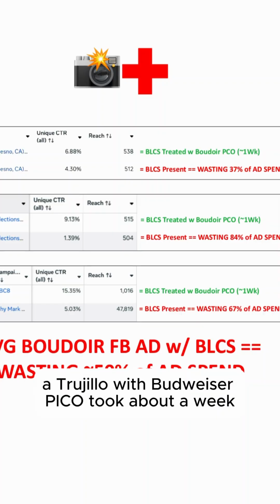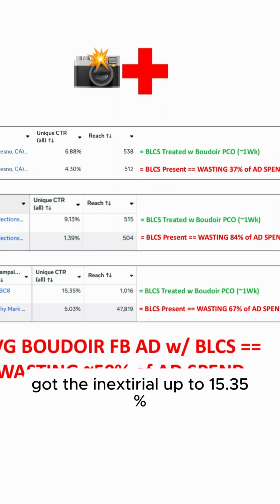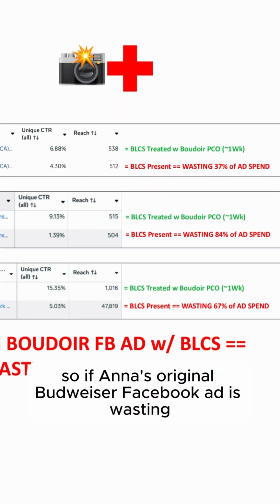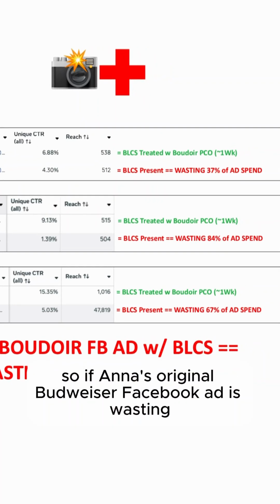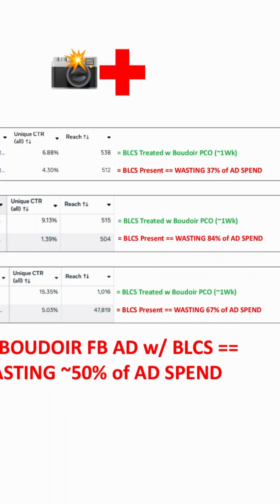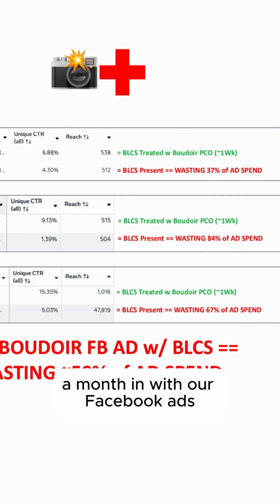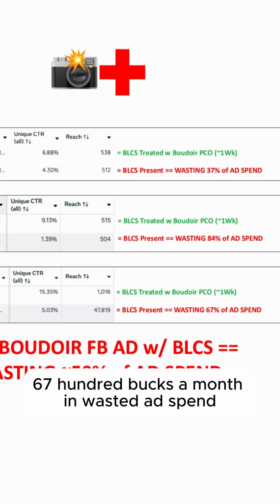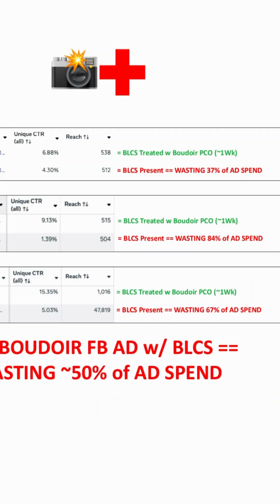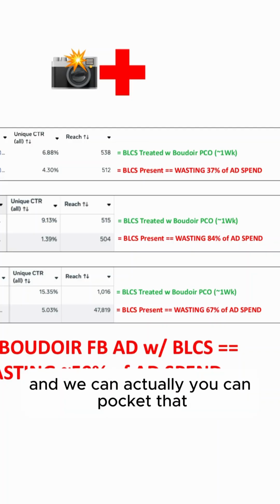Treated with Boudoir Pico, it took about a week and got the unique CTR all up to 15.35%. So we found out his original Boudoir Facebook ad was wasting 67% of his ad spend. So we can eliminate that wasted ad spend. If you're spending 10 grand a month in Boudoir Facebook ads, we can eliminate that 6,700 bucks a month in wasted ad spend, and you can pocket that.